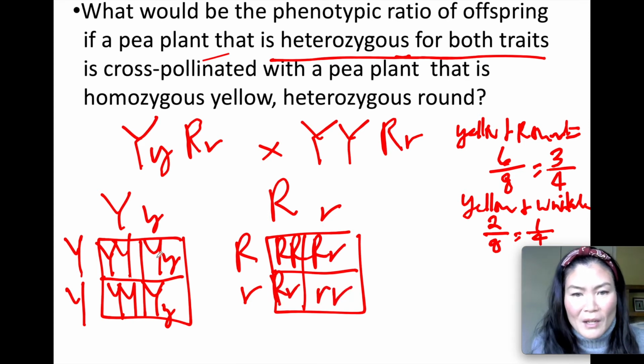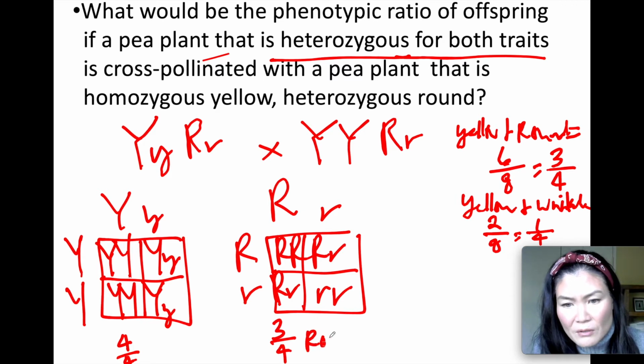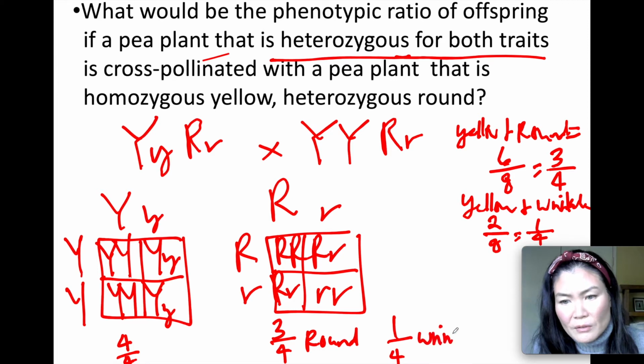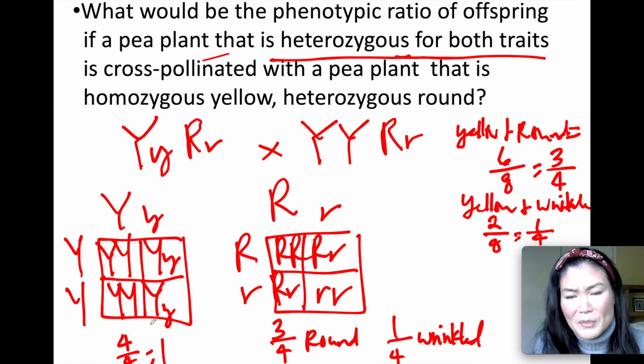Okay, so you know what? 100% yellow, right? So I'm just going to say that it's 4 out of 4 yellow. And then over here, it's going to be 3/4 round, and then 1/4 wrinkled. Okay, so you know what? 4 out of 4 is just 1. Duh. Okay, so how many are yellow and round?